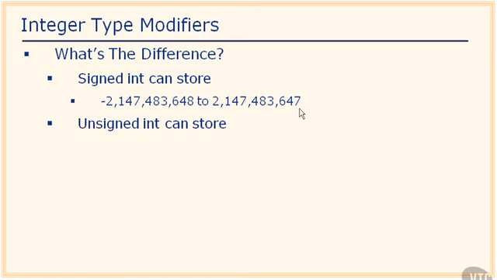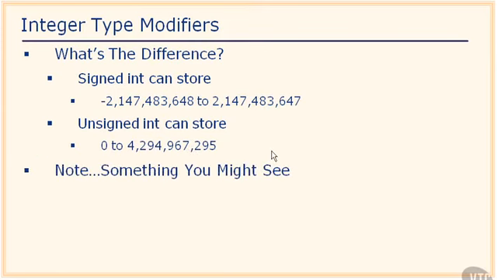Now an unsigned integer data type can store from 0 to 4,294,967,295. I know you appreciate me reading these numbers for you as if you couldn't read them yourself. But anyway, moving right along. Notice that if I'm trying to store large numbers that won't exceed this, I can use an unsigned integer and take care of that. But keep in mind with unsigned, I can't store negative numbers, all right? So this is going to be one of the choices that you get to make as a developer.